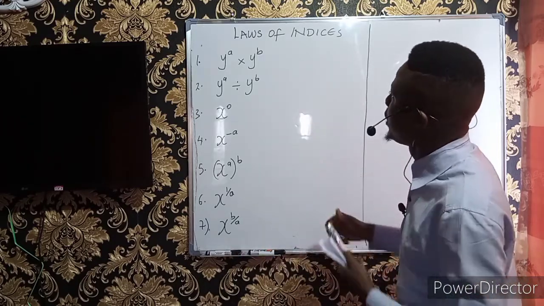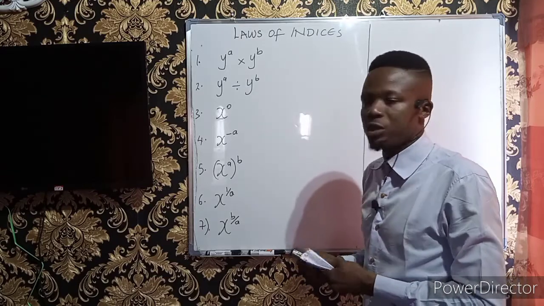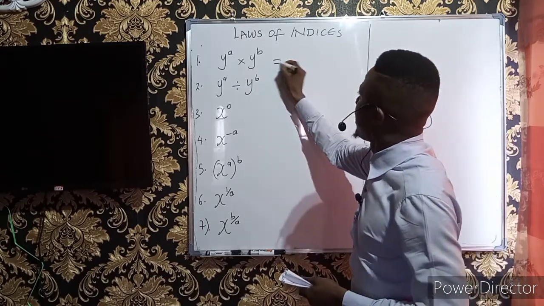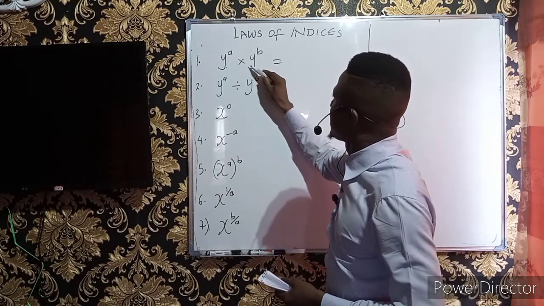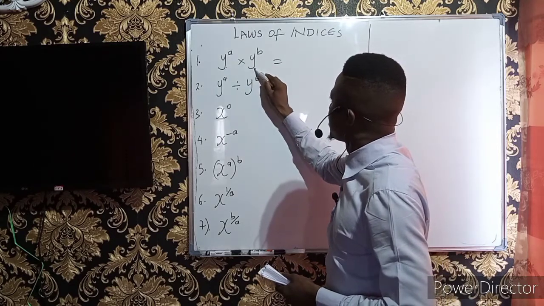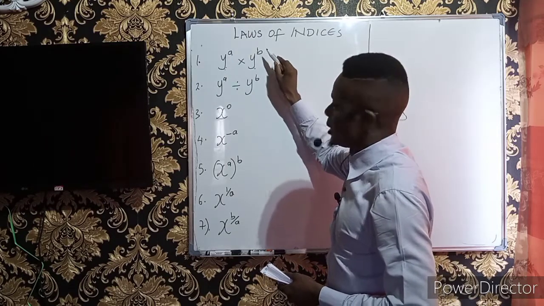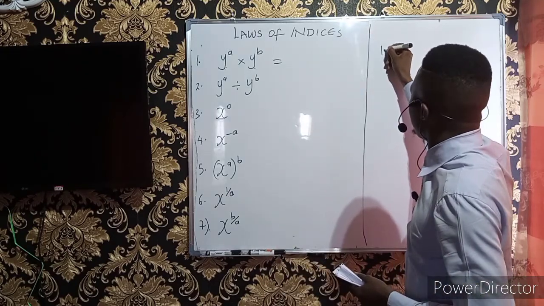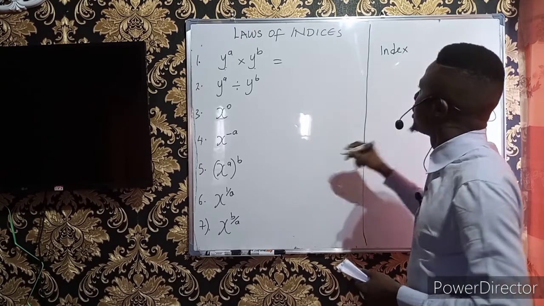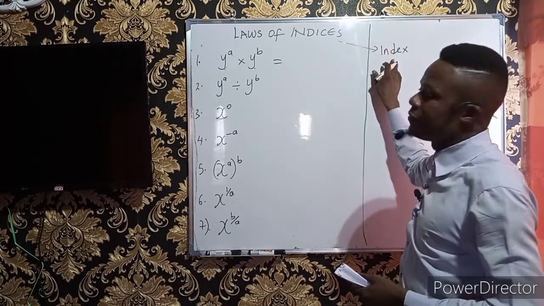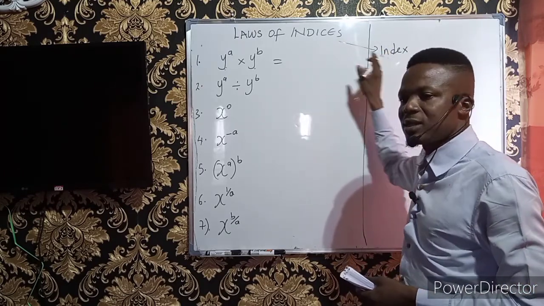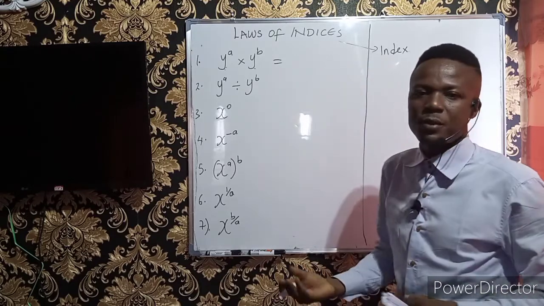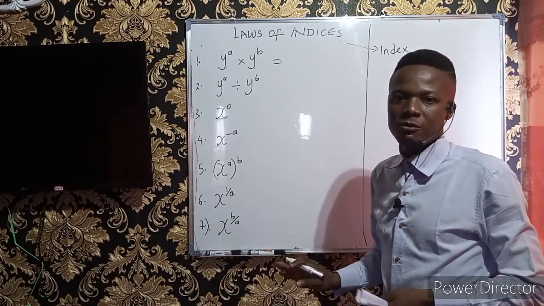We will have the first one called the multiplication law, which is telling us that whenever we are multiplying, provided that the bases are the same, look at the base here. This is called the base, and these are the powers. Remember, indices are just the plural of the word index. Index is the singular, and index means raised to power. That's just the meaning of index.